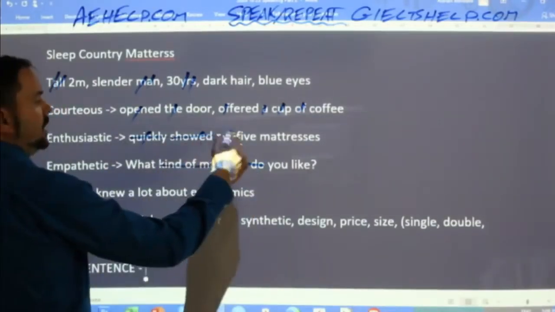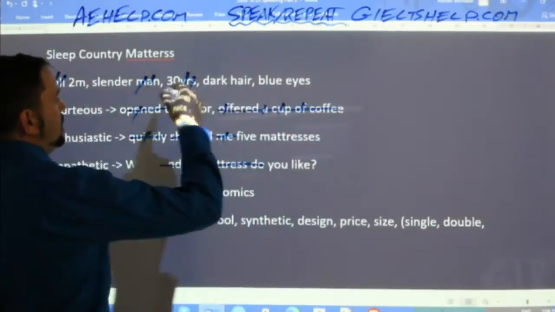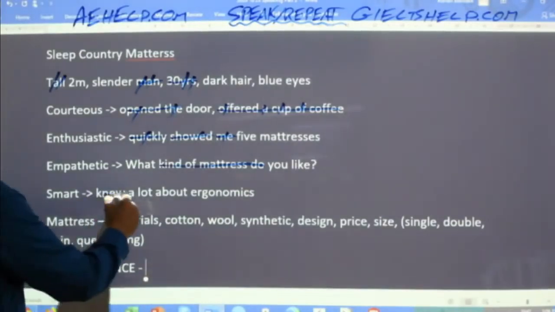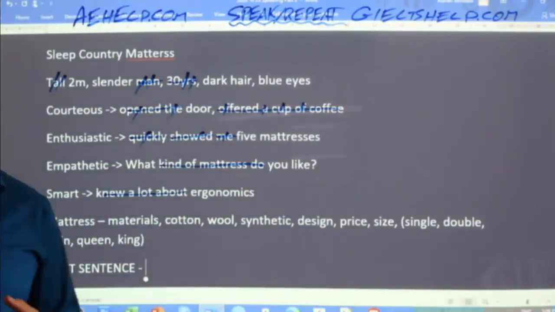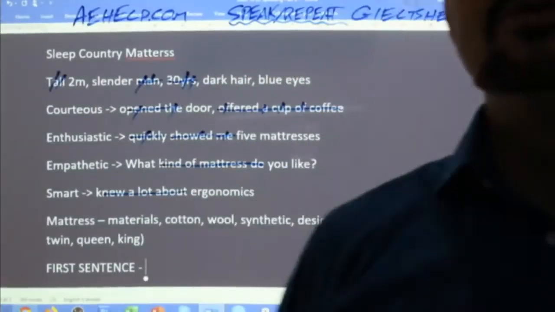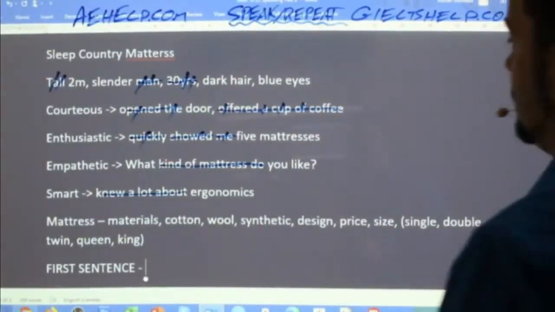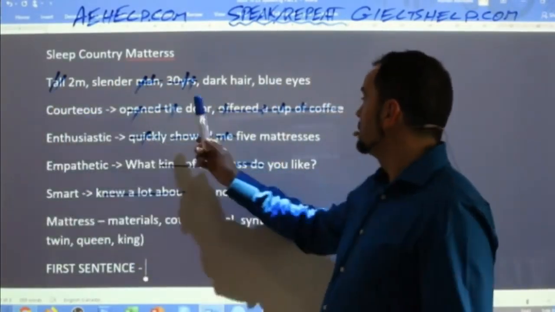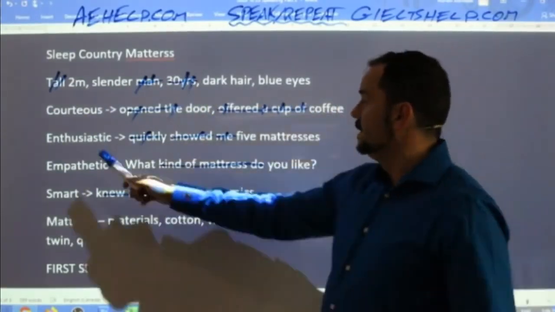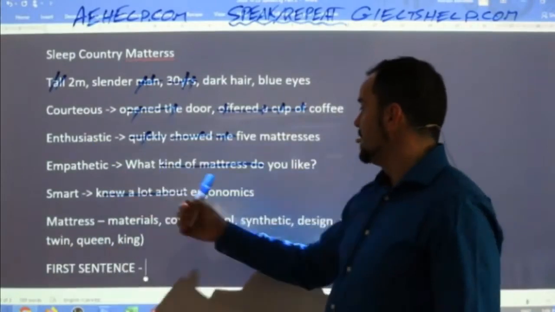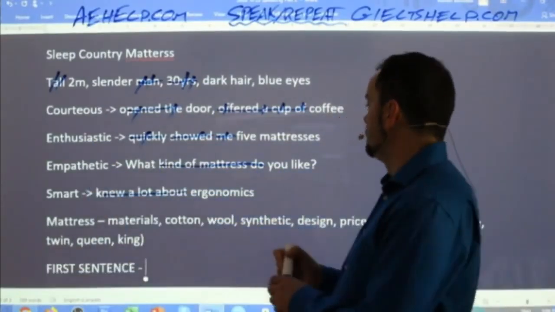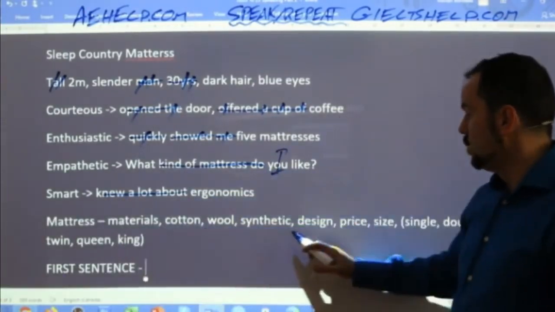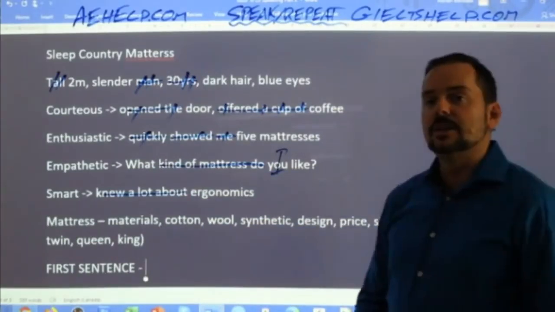Okay, so what I'm doing here is I just added these parts so that it's a little bit more sensible. But basically, if I'm writing my notes in the real exam, then this is all I'm doing. Okay, so for some of you, like, well, I can't write that many notes. You wouldn't. You just write 2M slender dark blue. Okay, courteous door coffee. Enthusiastic, 5 mattresses. Empathetic, what you like. Or I would probably write what I like. Smart, ergonomics, mattress materials, cotton, wool, synthetic, design, size, price. Okay, so that's all I would have.